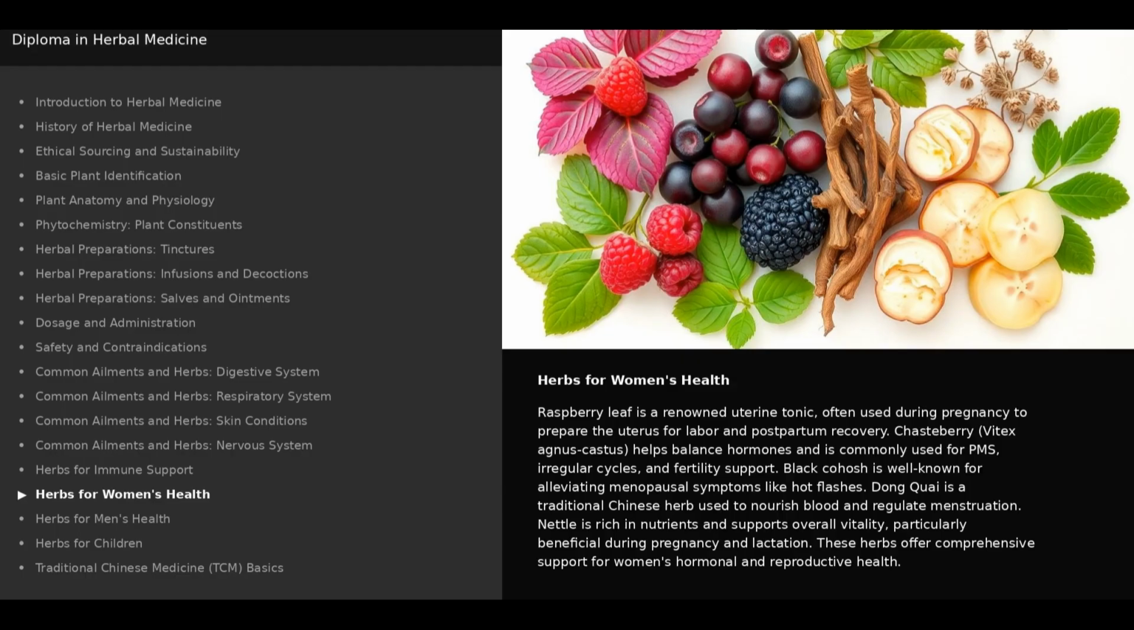Dong quai is a traditional Chinese herb used to nourish blood and regulate menstruation. Nettle is rich in nutrients and supports overall vitality, particularly beneficial during pregnancy and lactation. These herbs offer comprehensive support for women's hormonal and reproductive health.